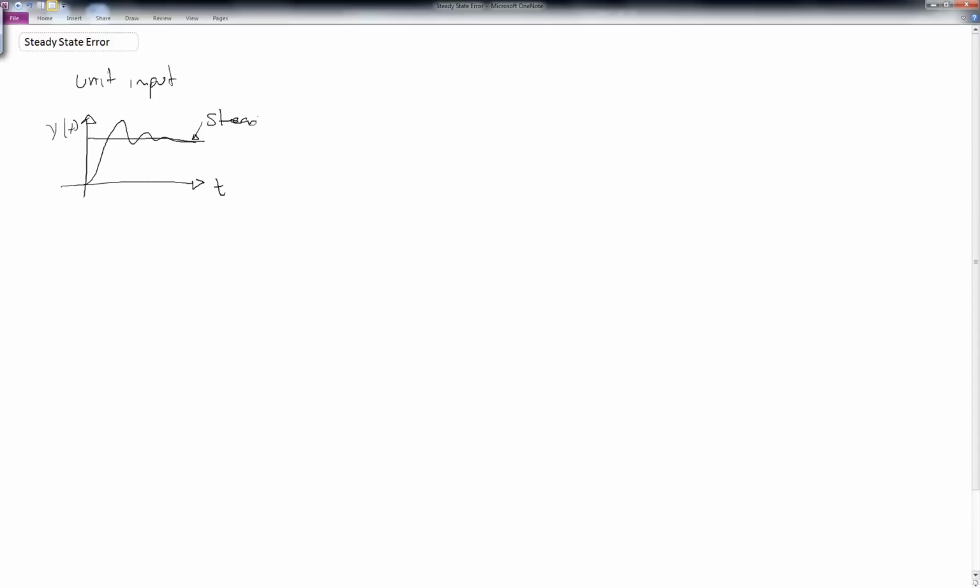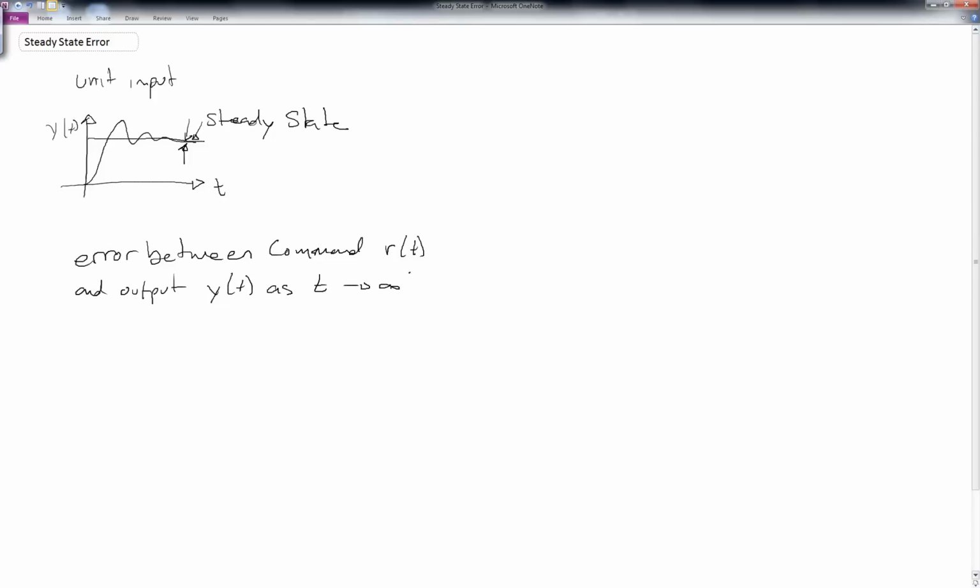What we haven't really looked at is what if there's an offset or an error between the final value that we command and the final value that the system takes on. In other words, what is the error between the command, say R of t, and the output of the system, Y of t, as t goes to infinity? And this is what we would consider the steady state.